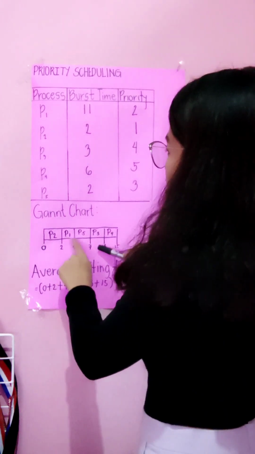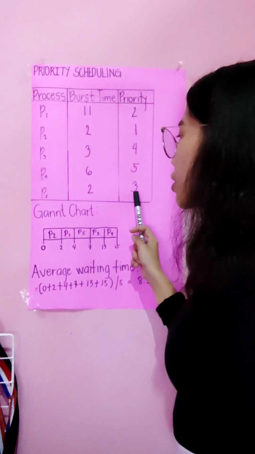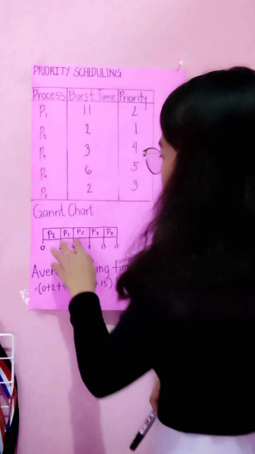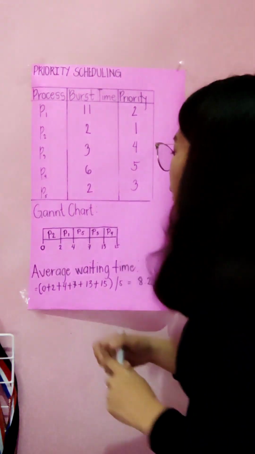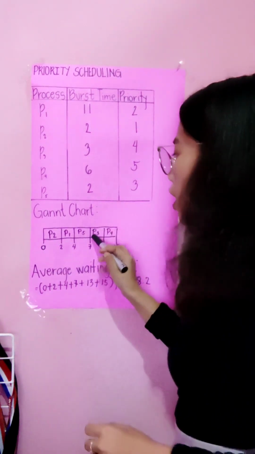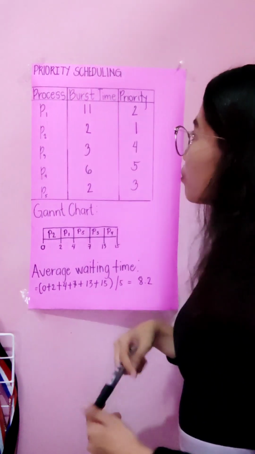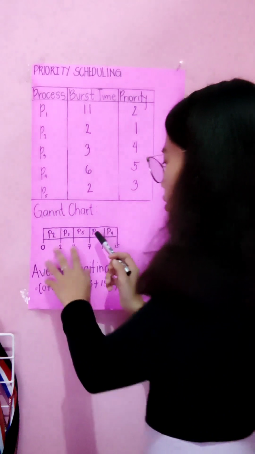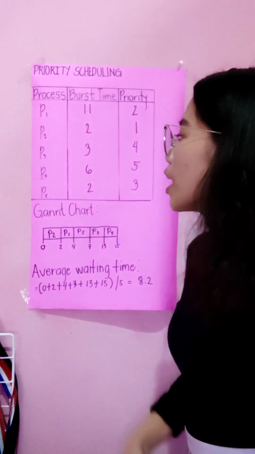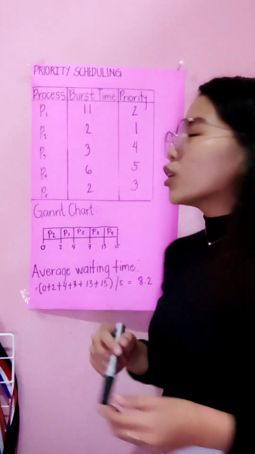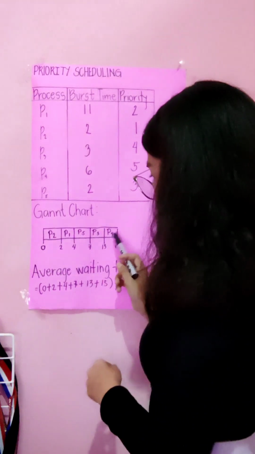Since the P5 has the third highest priority number, I put it here in block 3. For the fourth block, process 3 has the 4th priority number, so I put it here in the fourth block. And the P4 has the lowest priority number, so I put it here in the last block.